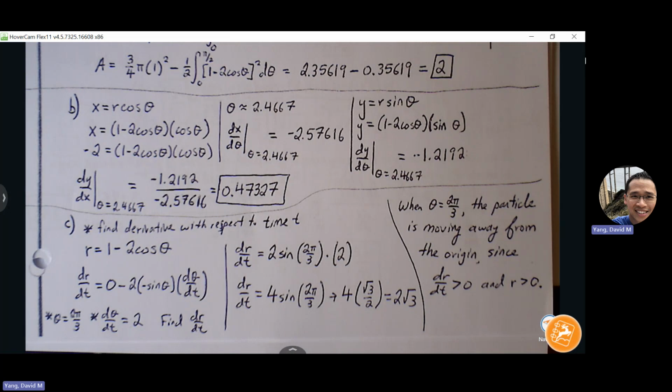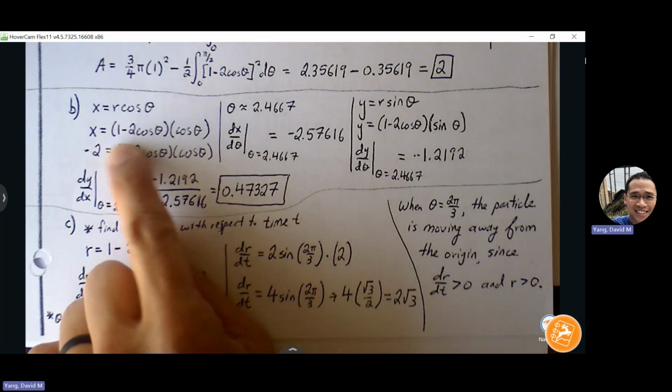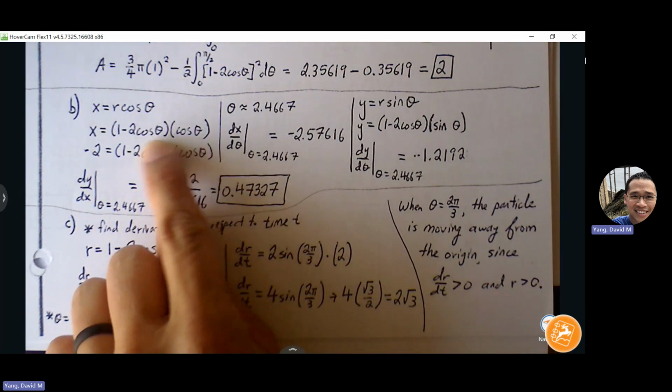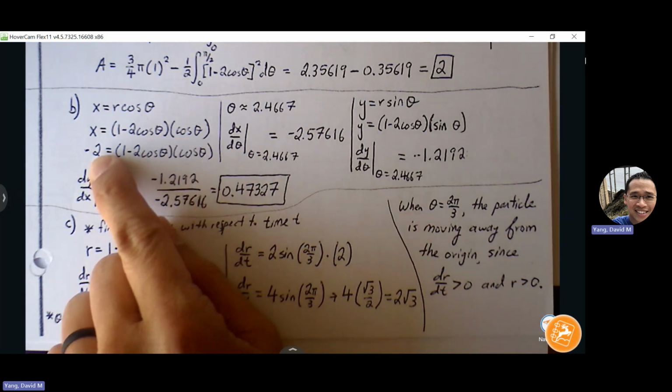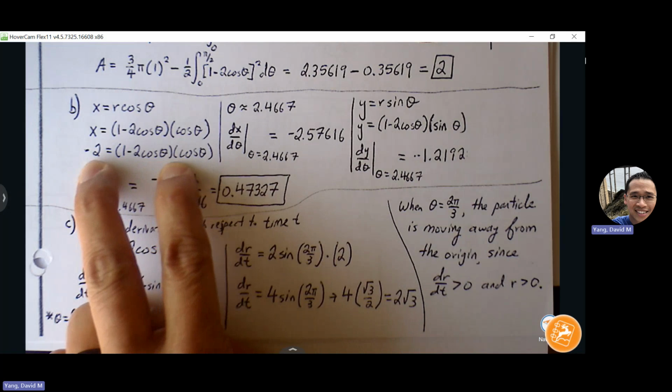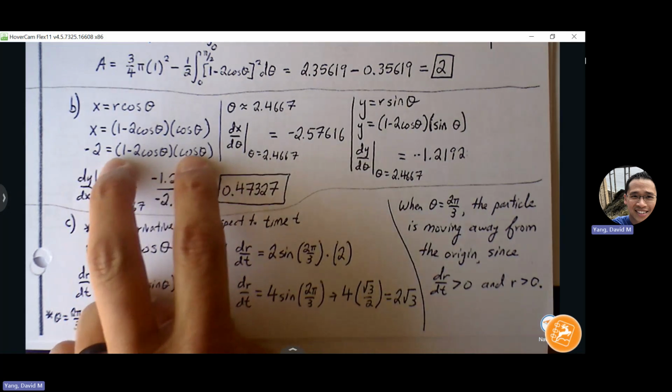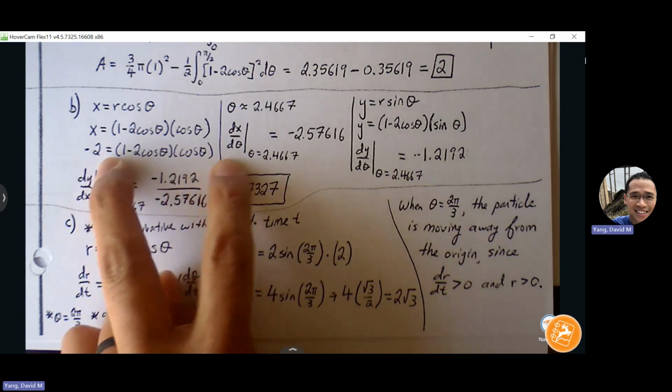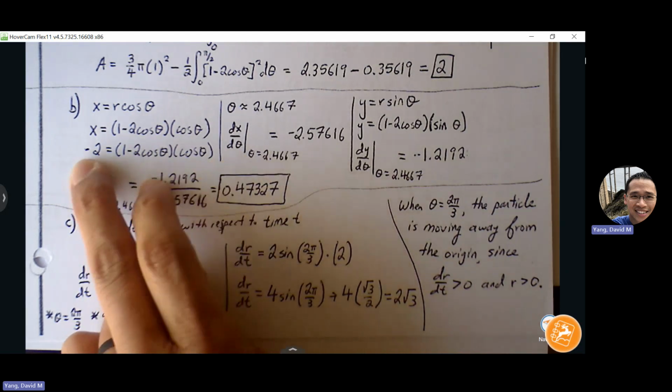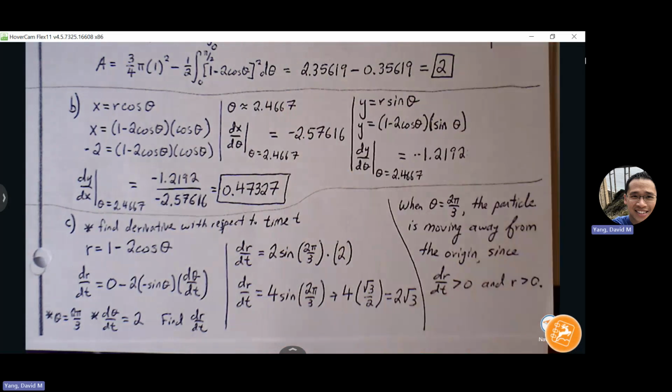Part B says find the slope of the line tangent to the polar curve r equals 1 minus 2 cosine theta at the point where x is -2. We know the connection between polar and rectangular coordinates is x equals r cosine theta. So r cosine theta is just 1 minus 2 cosine theta times cosine theta. Replace x with -2. We can add 2 and set this equal to 0, and then graph this messy expression and look for the x-intercepts. That should get you 2.4667.